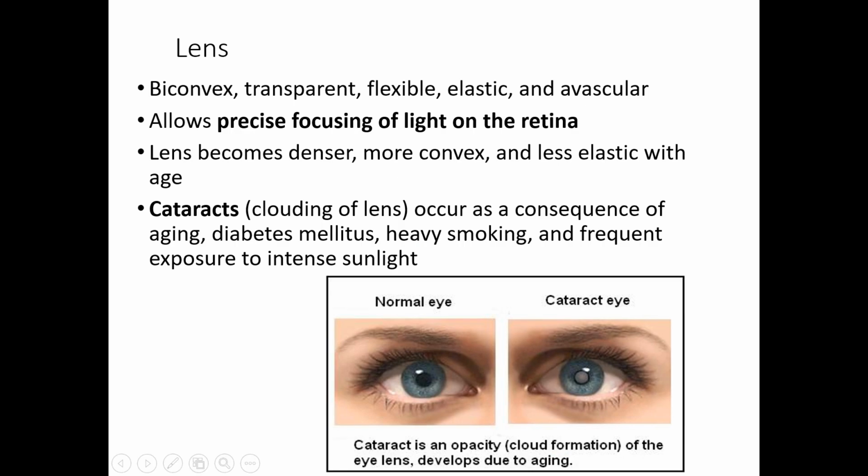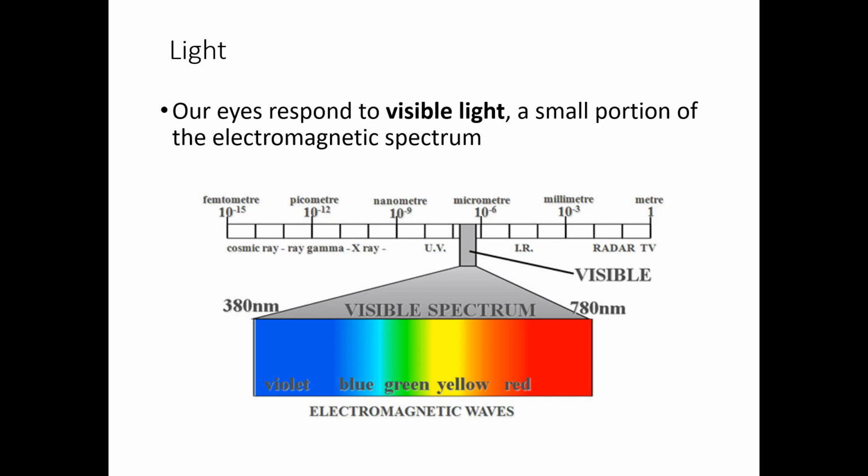Now our lens. Our lens is a structure made of proteins. It's biconvex, transparent, flexible, elastic, and avascular, which means there are no blood vessels in it. Light goes through it, and lens allows precise focusing of light on the retina. With age, it becomes less elastic and denser, and sometimes it becomes cloudy, which is called cataract. What can cause cataract? Diabetes, heavy smoking for years, frequent exposure to intense sunlight, and simply aging.